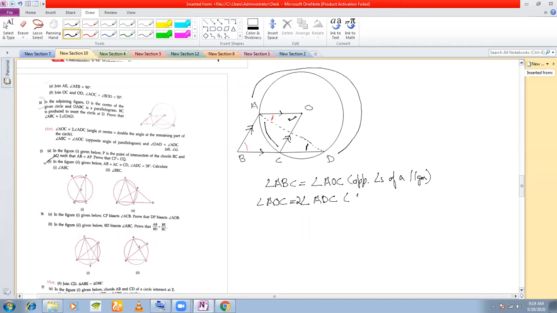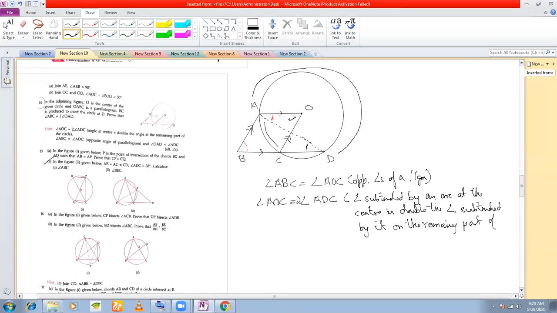Why? Because the angle subtended by an arc at the center is double the angle subtended by it on the remaining part of the circle.